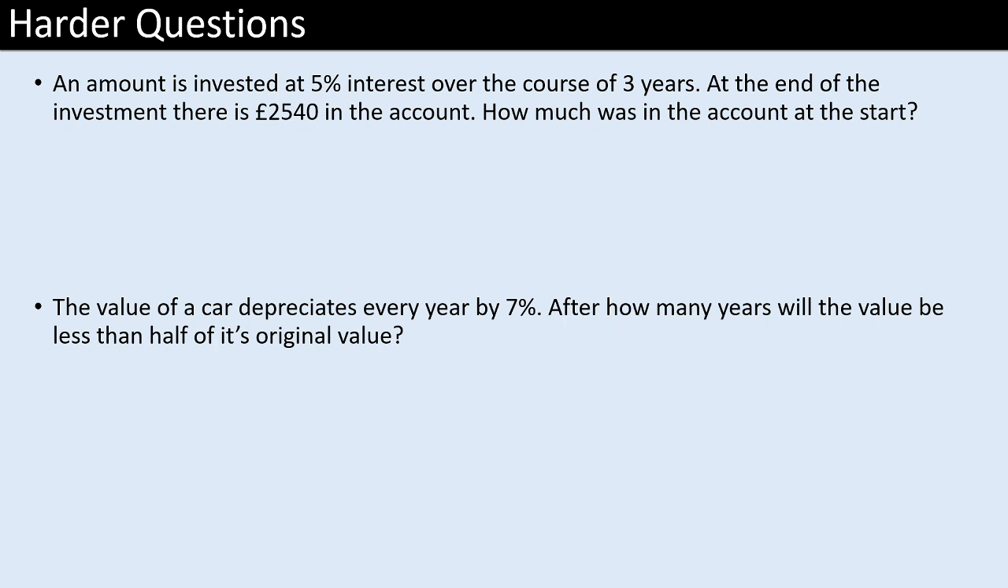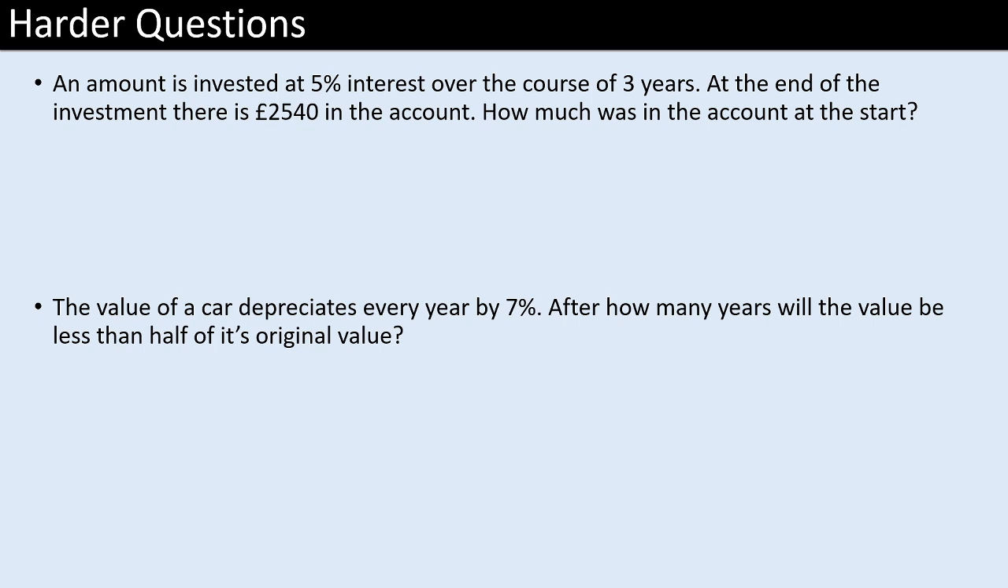Okay. So let's read through these. We've got an amount is invested at 5% interest over the course of 3 years. So that kind of sounds like a compound interest question. At the end of the investment, there is £2,540 in the account. Now, that is not like our normal questions from before, because we're told what the final amount is, and we want to know how much was in the account at the start. So this is actually a reverse percentage combined with compound interest.